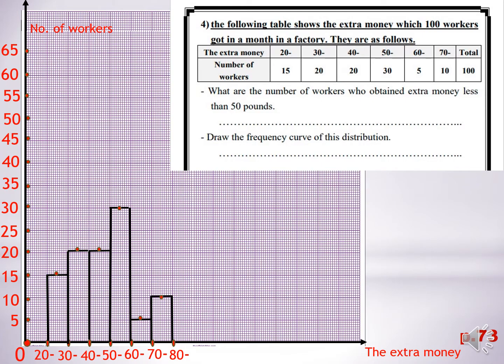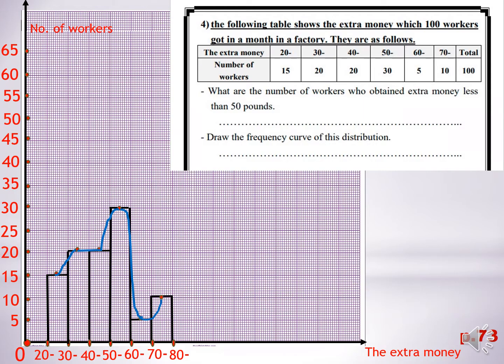Then I will bisect my histogram and I will join between these dots or points with my hand to make the frequency curve. So I will join the first point with the second point, and then the third point, fourth point, fifth, and the sixth. Now this is my frequency curve.